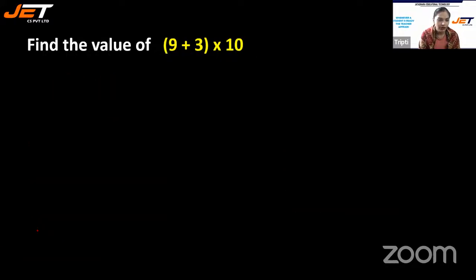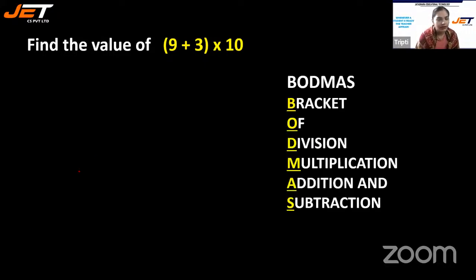Now, let's move on to the next question. This is the next question: 9 plus 3 in bracket times 10. Now, this question is very easy. Nothing much in this. Super easy. So, first we are going to solve the bracket. 9 plus 3, 12, in the bracket, times 10.